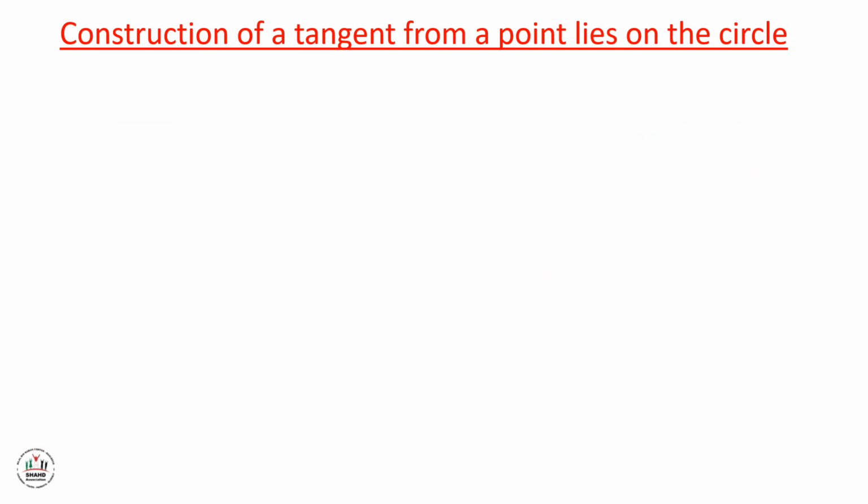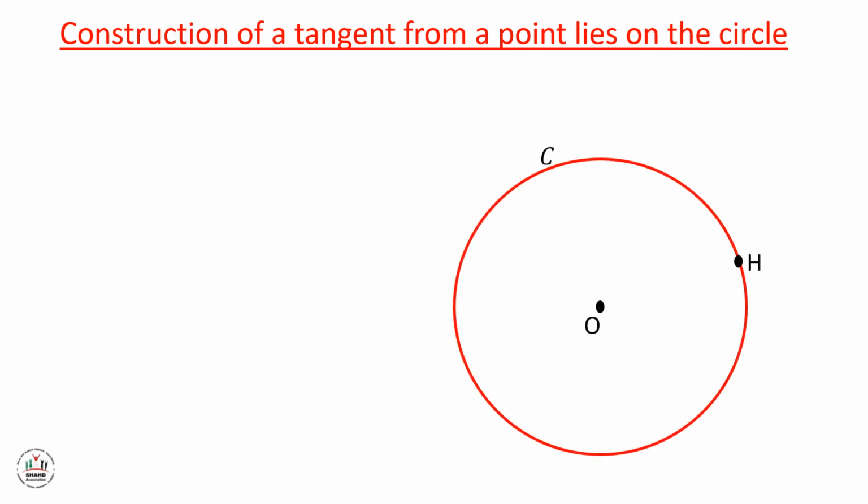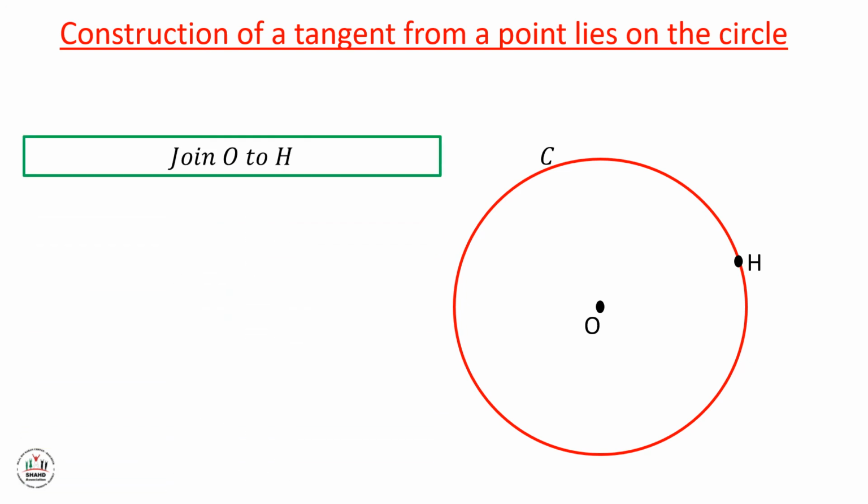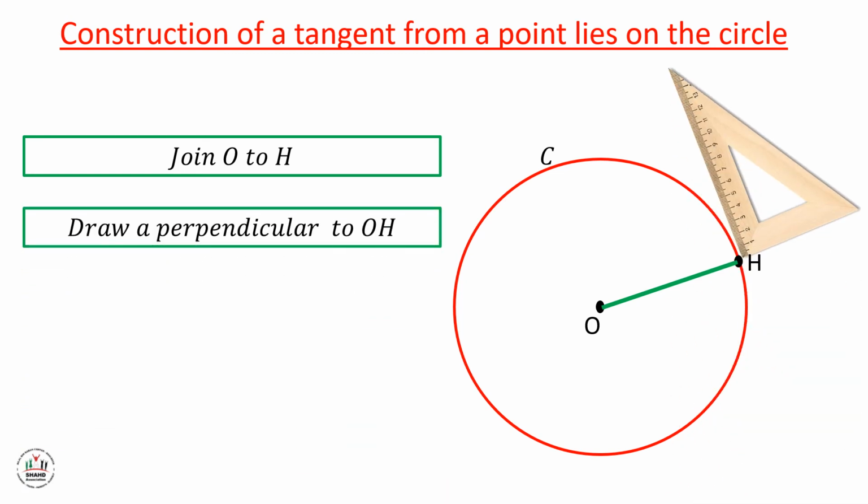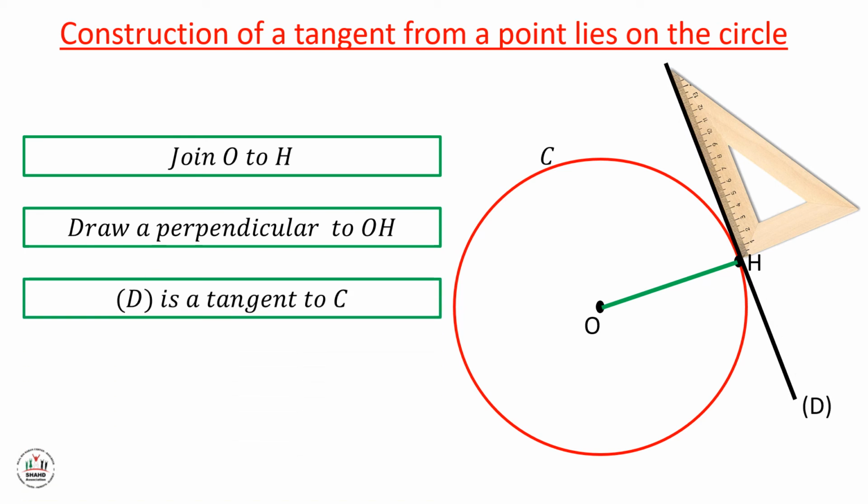Construction of tangent from a point that lies on the circle. So now we will learn how to draw a tangent from a point belonging to the circle, for example, point H. First, we need to join O to H. Then, we know that the tangent is perpendicular to the diameter or to the radius of the circle. So we need to bring a set square and draw a perpendicular line to OH. Then line D is a tangent to circle C.